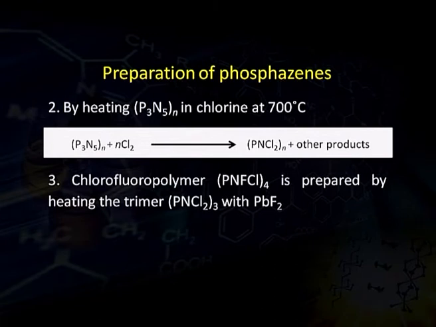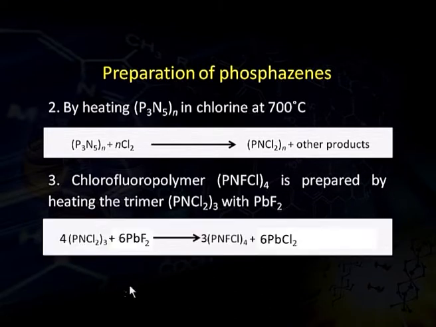The third method is the preparation of chlorofluorophosphazene, that is PnFCl whole 4, this is a tetramer. It is prepared by heating the trimer PnCl2 whole thrice with lead difluoride. In this case PnCl2 whole thrice is the trimer. It is heated with lead difluoride, and what happens here is one of the chlorines is replaced by one of the fluorines. So, we get PnFCl4, the tetramer, and other products are also formed.